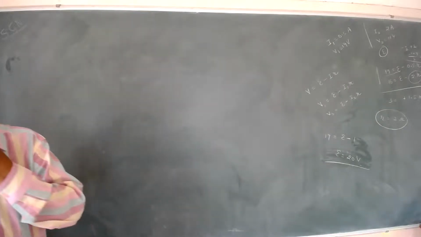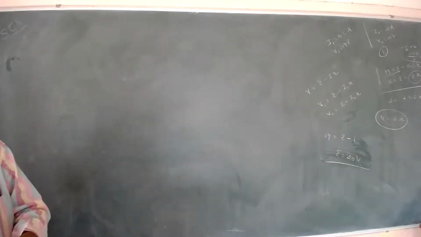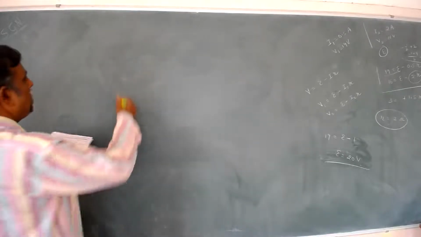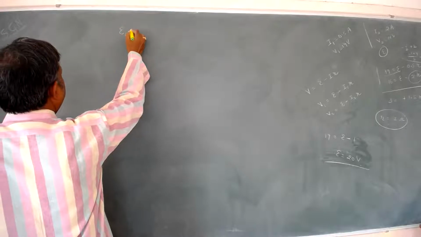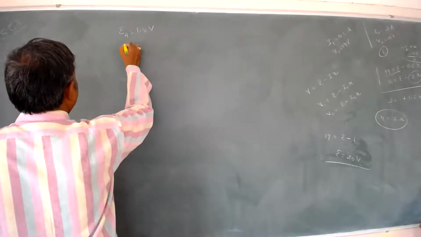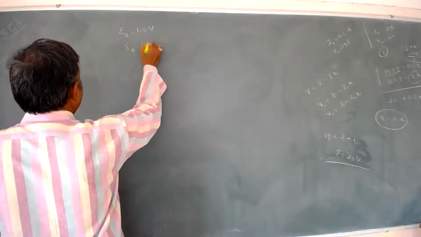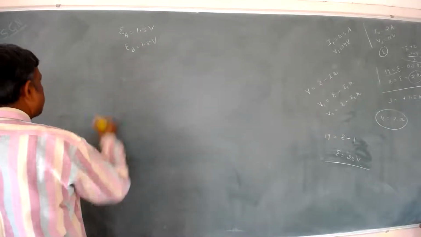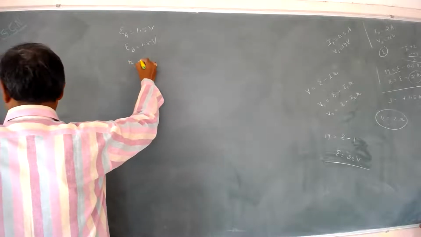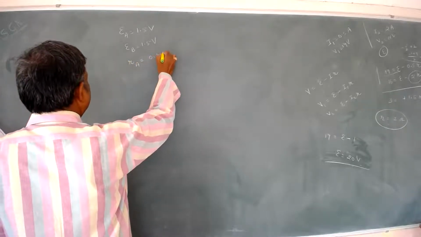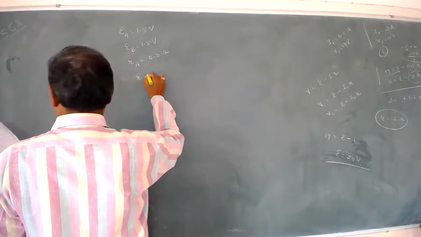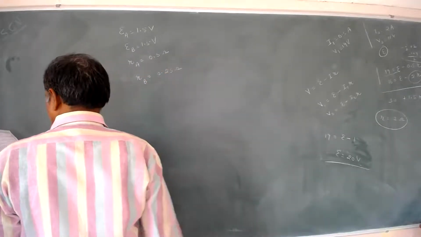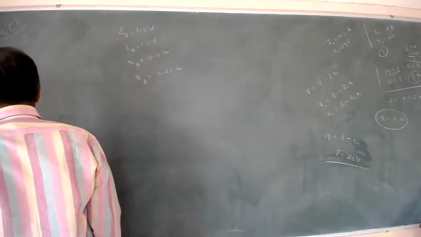Two cells A and B are connected in series, each having an EMF of 1.5 volt. So the electromotive force of A is 1.5 volt, and the electromotive force of B is also 1.5 volt. The internal resistance of A is 0.5 ohm, and the internal resistance of B is 0.25 ohm. Determine the circuit current.